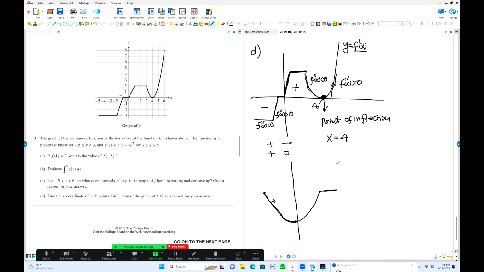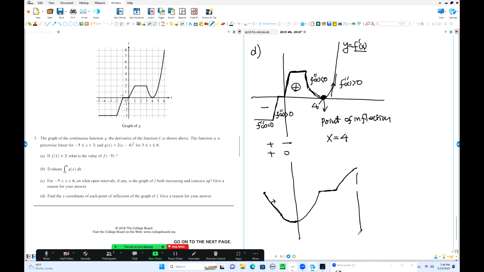Right, this one is concave down, still increasing, okay? Concave down, increasing. Are you okay with this? Increasing, right? This is the graph of this one decreasing, but this is positive, right? Concave up, concave down, increasing, okay? This way, concave down, increasing.